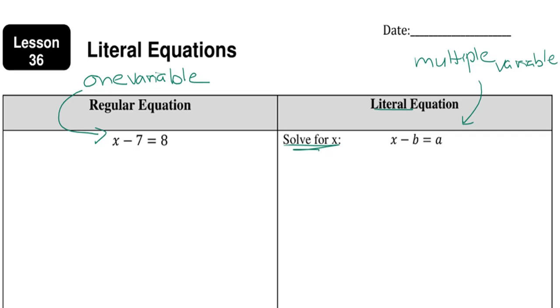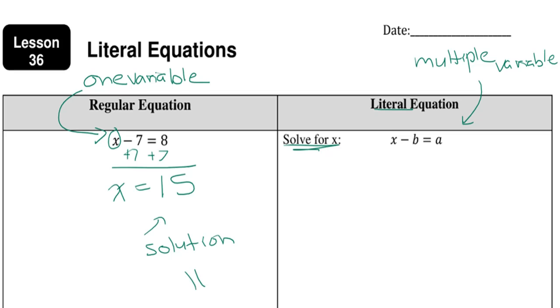So notice where x is. This is a regular equation. I have to solve for x. My job is to get x by itself. So I have to get rid of this minus 7, and I'm going to use inverse operations like we've been doing this whole time. Plus 7 on both sides. And I get 15. So the difference is in a regular equation, I will get an answer. And my solution is usually going to be a number.